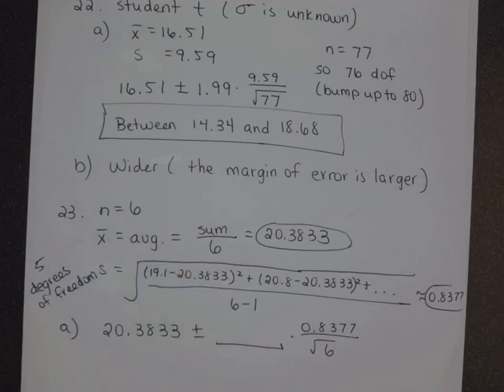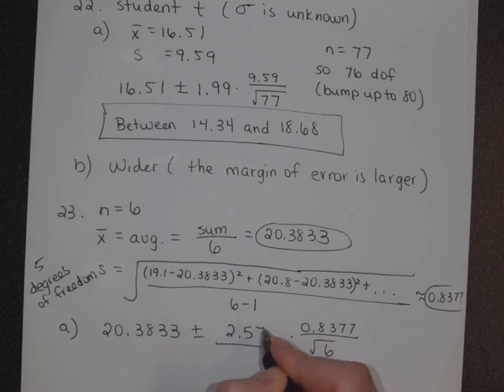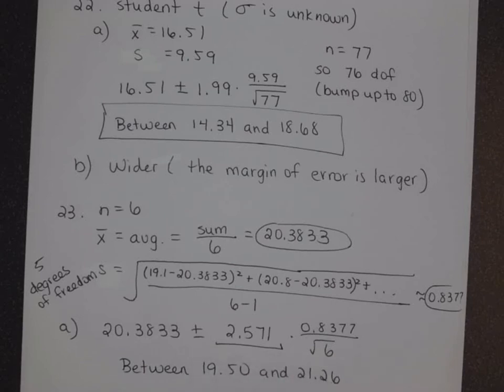Okay, so 5 degrees of freedom is pretty high up on the chart, and you should get a value of 2.571. So what we end up getting is between 19.50 and 21.26.